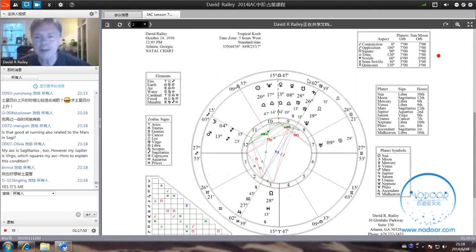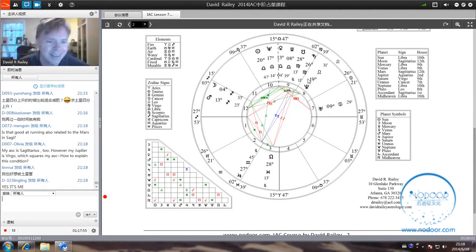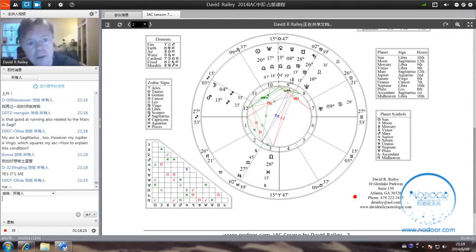Now, another student said my ascendant is Sagittarius too. However, my Jupiter is in Virgo, which squares my ascendant. How to explain this condition? Well, I want you to explain it because it's your life. Can we call on you? Who is this that's saying this? Olivia. Olivia, let's call Olivia. Great. Let's talk to Olivia.